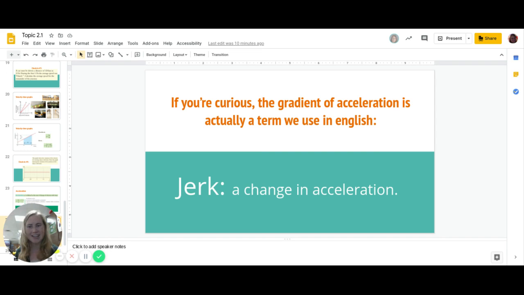And if you're curious, the gradient of an acceleration is something we talk about in English. It's a jerk.